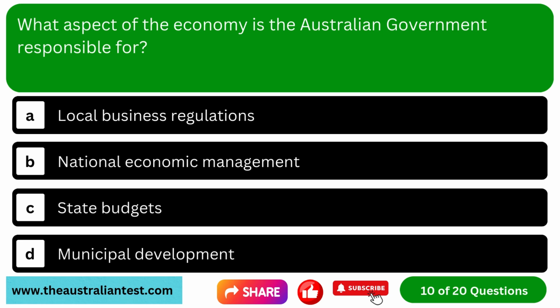Question 10. What aspect of the economy is the Australian government responsible for? Option A, local business regulations. Option B, national economic management. Option C, state budgets. Option D, municipal development.